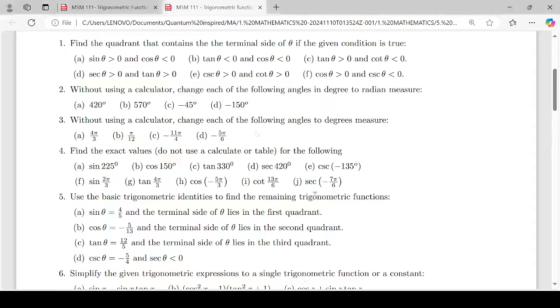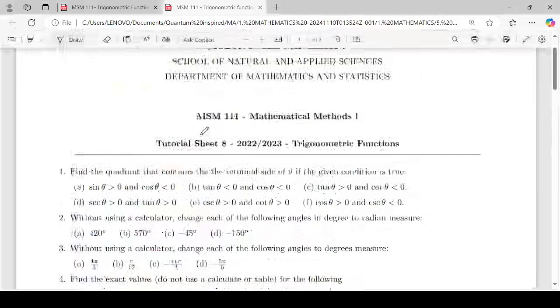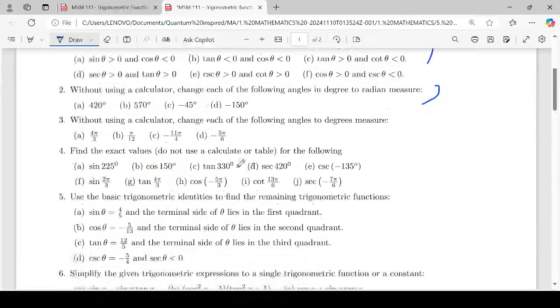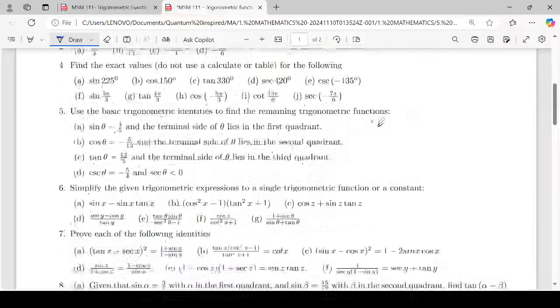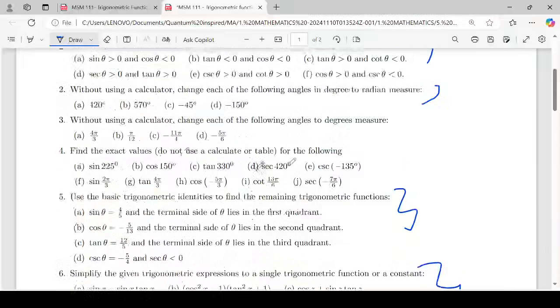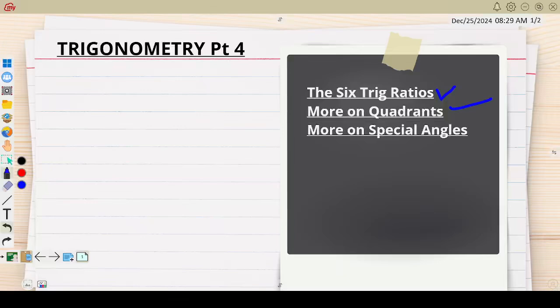Okay, so going back to the tutorial sheet, we've made some progress. We've answered the whole of question 1, question 2, question 3. You can answer these baby questions. We discussed all these. This is the importance of writing. And we've answered the whole of question 5, and then question 6 is where the other lesson will focus on. We now deal with the trig identities. So more on special angles. We're going to do a small video on this. I'll answer question 4.